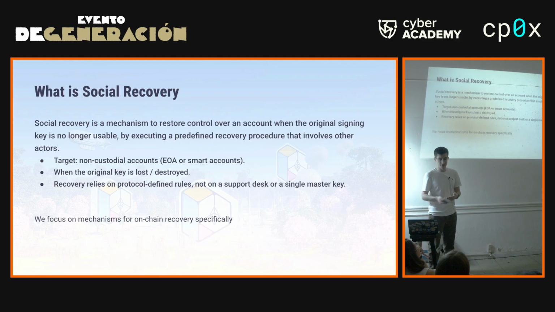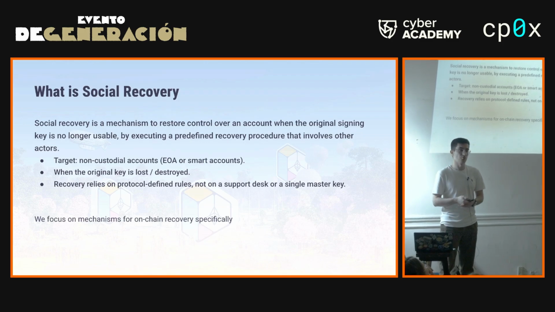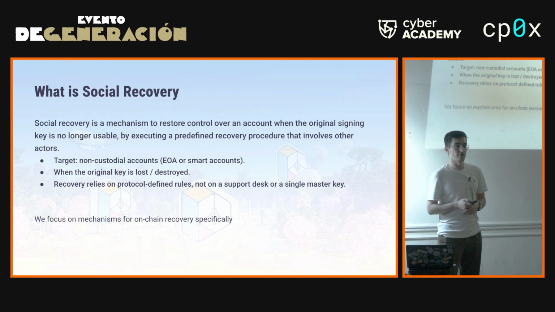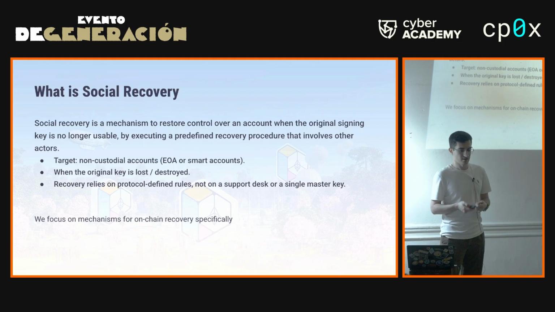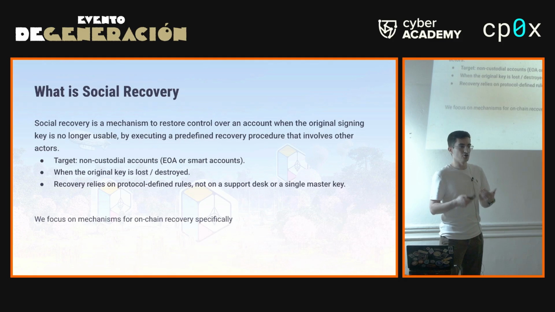And on-chain recovery is basically a fully on-chain mechanism. It's contract-based, and it also involves multiple actors. We call them guardians. Guardians sign their transaction with their sign-in mechanism or any other auth method, and then they can jointly authorize a new key for your account.